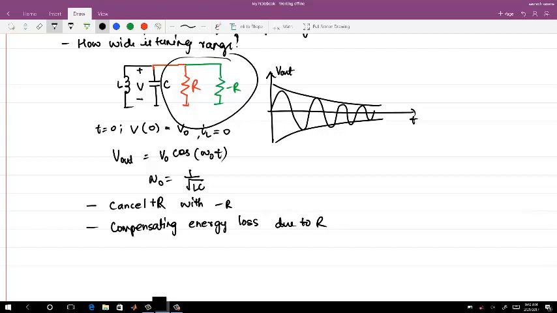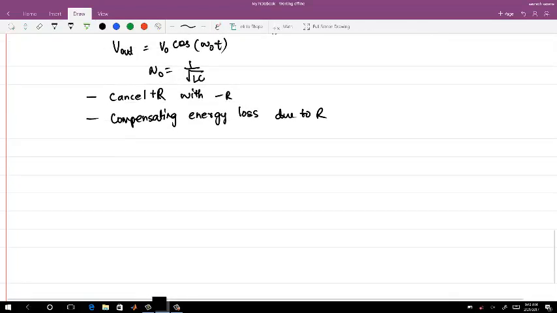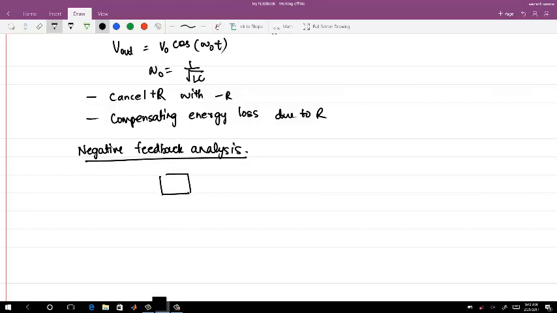Cancelling R plus minus R is more of an empirical view. What we see in the formula, I can just put a number there. Compensating the energy loss is the real thing you are doing in this oscillator. We will look into the detail of this. The other case is the negative feedback analysis of oscillation.